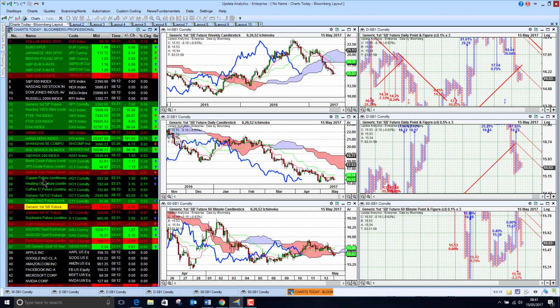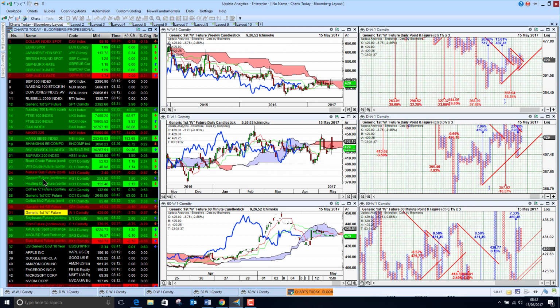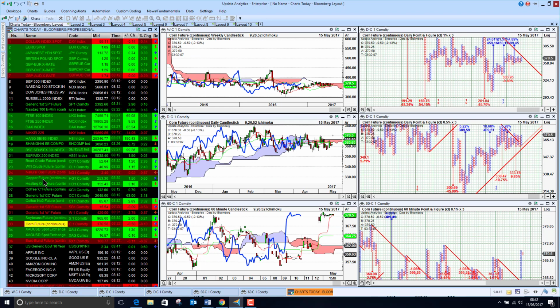Looking at sugar, a little bit more in the doldrums, and wheat much the same. Soybeans also just looking short term, not so strong, and corn is bullish above the cloud, but in the doldrums on the longer term charts.